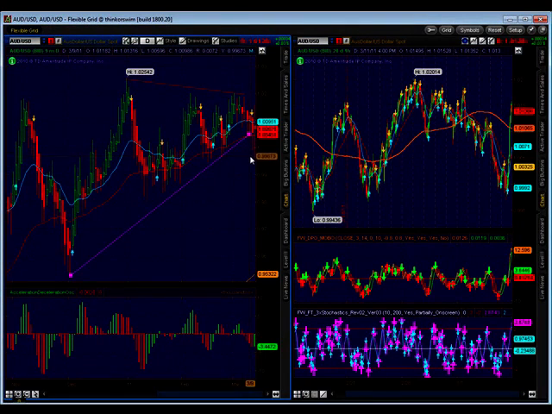But notice where the wicks came. They came right back down to this price level. So if I was playing this, I'd put an alert here below the wick to see if it's going to push lower. And I would keep my alert up here to see if it breaks out of this to the upside.